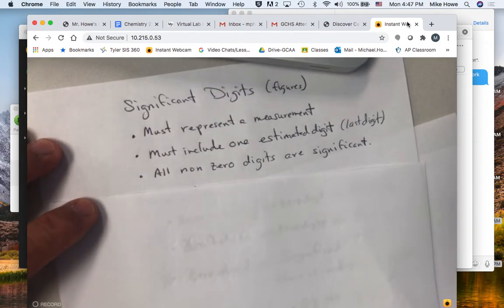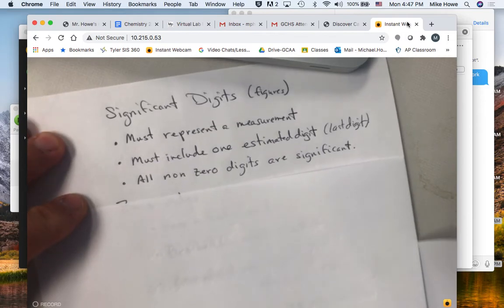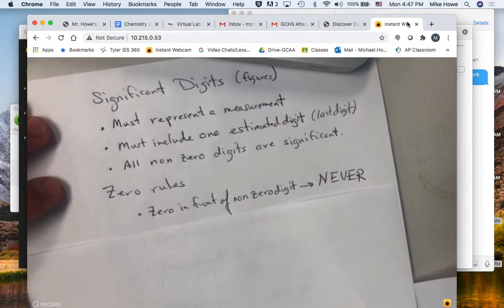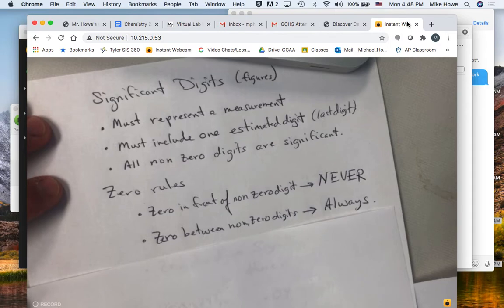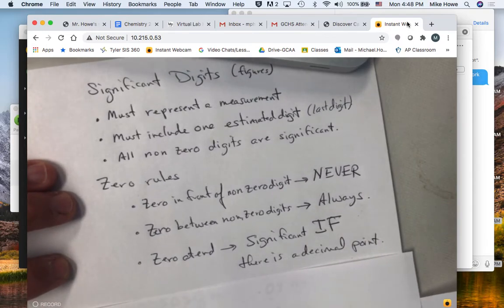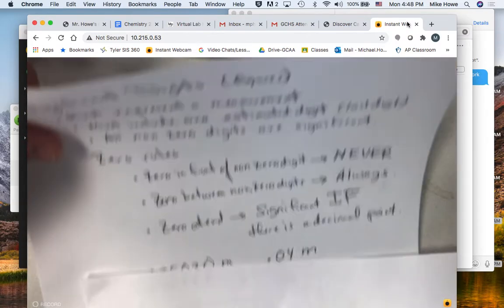So that brings us to the zero rules, and zero is a little confusing because sometimes zeros are placeholders and sometimes zeros tell us exactly that we know that there is nothing there. We've measured it. So here are the rules about zeros. Zeros in front are never significant. Zeros in between two other non-zero digits are always significant. And a zero at the end is significant if there is a decimal point anywhere in the number. All right, so those are our zero rules. And we did some examples in class, and I'll run through.